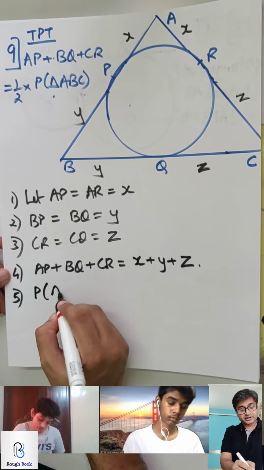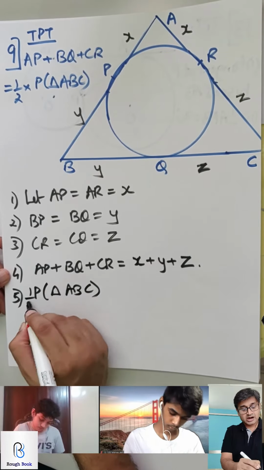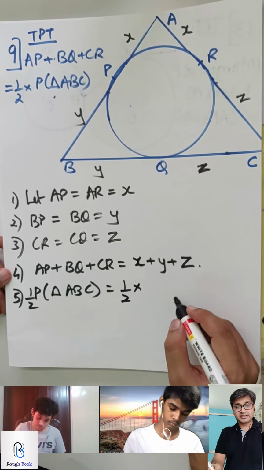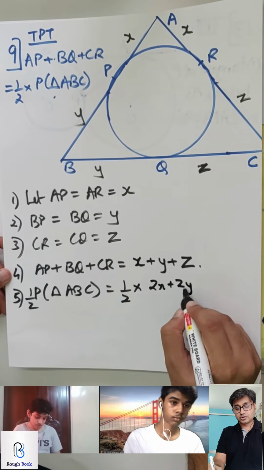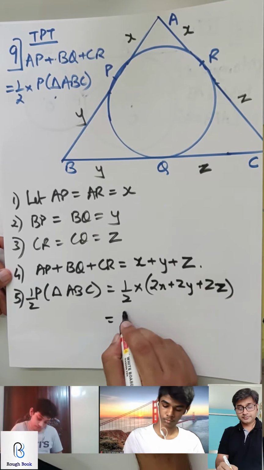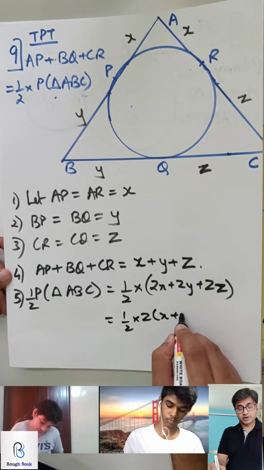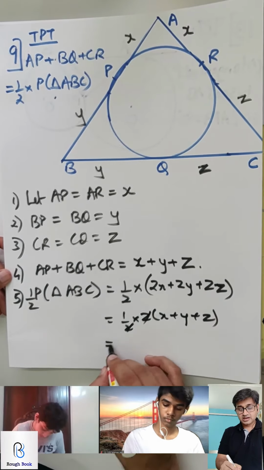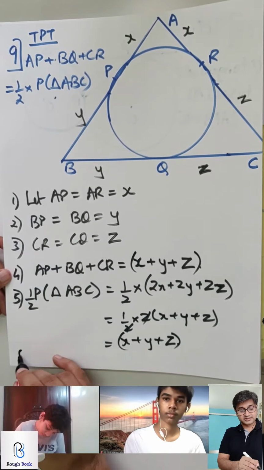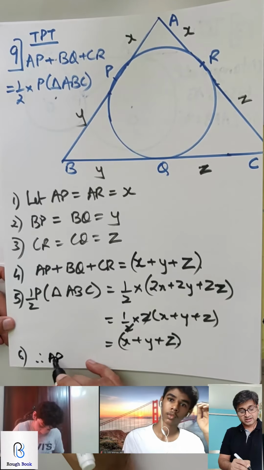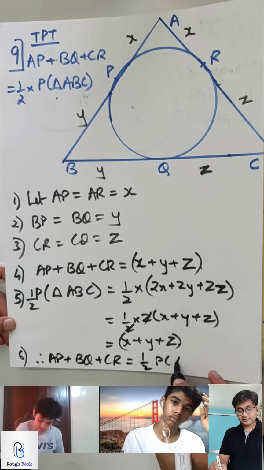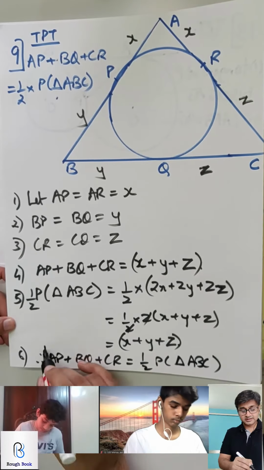Now let's write half the perimeter of triangle ABC, because that is your RHS. So half into the perimeter will be 2x, 2y, 2z. Am I right? Pull out 2 common. So half into 2(x plus y plus z), the 2 cancels, and what we get is x plus y plus z. Since both are x plus y plus z, step 6 we can directly say therefore AP plus BQ plus CR is half the perimeter of triangle ABC.